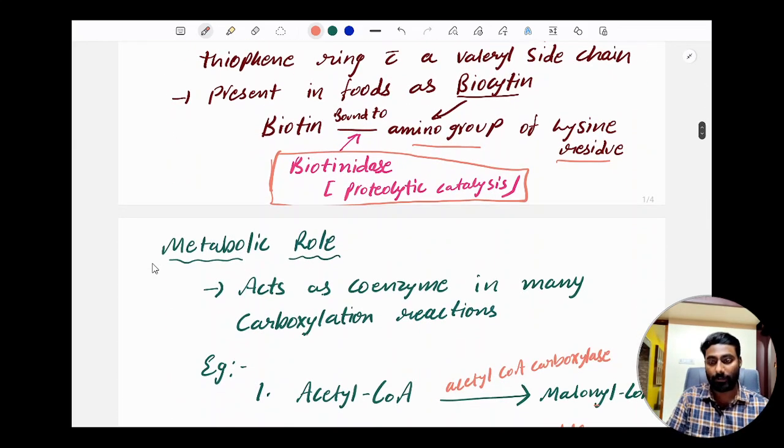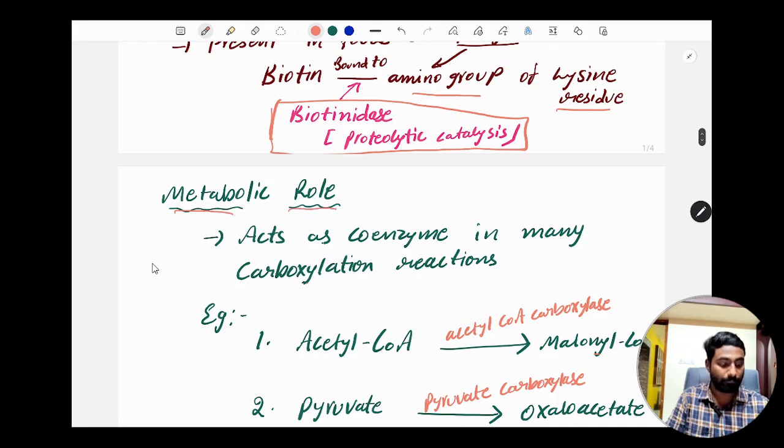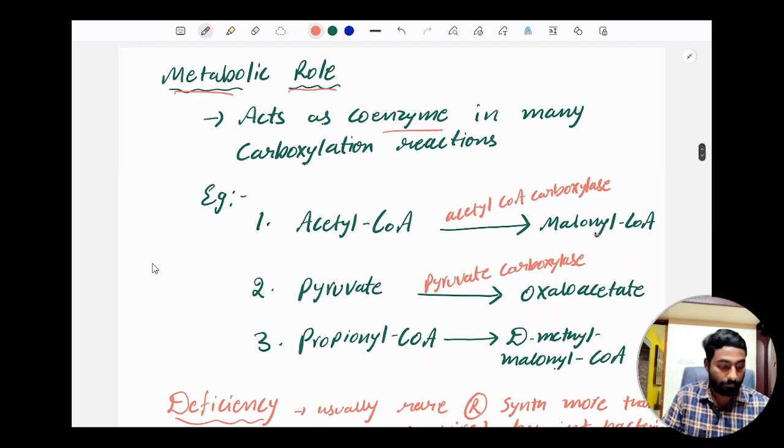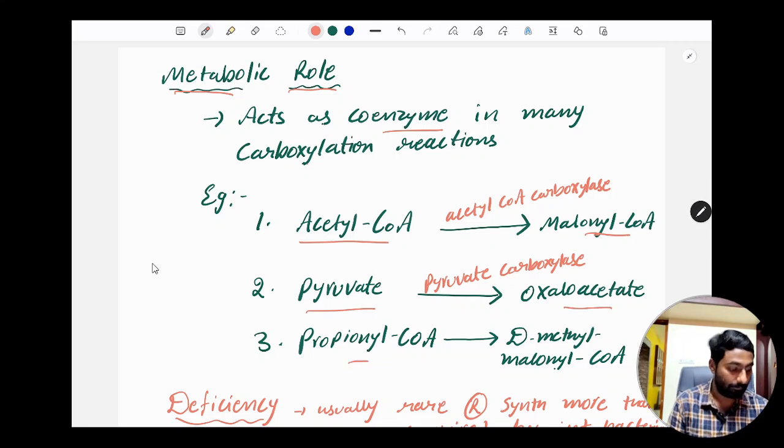If you see the metabolic role of biotin, it mainly acts as a coenzyme in many carboxylation reactions. Of course, there are a few biotin independent carboxylations which we will see at the end of this class. It helps in the conversion of acetyl CoA to malonyl CoA, pyruvate to oxaloacetate, and propionyl CoA to methylmalonyl CoA. All these reactions are done by the enzyme carboxylase.